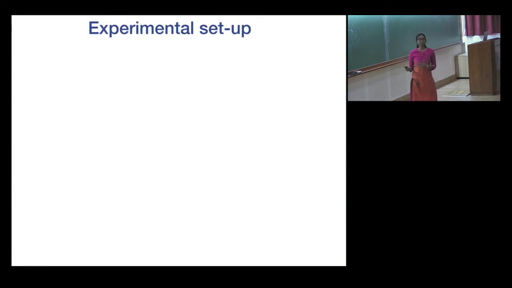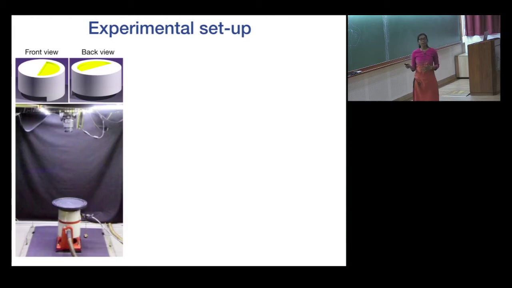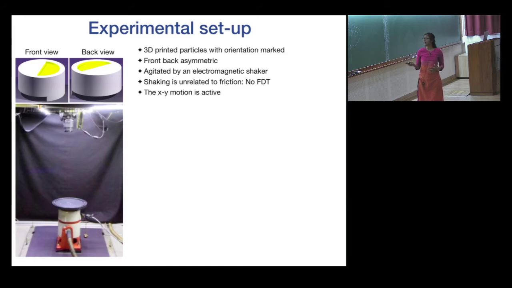So we have done it experimentally. First I will show our experimental setup. This is a mechanical electromagnetic shaker, and this is a head expander where we keep the particles, and this is the camera with which we take the videos, and this whole setup is excited with a sinusoidal wave. And these are the 3D printed particles. You can see the front view and the back view; they have head and tail asymmetry, and the particles get excited in the vertical direction, so the 2D motion is actually self-propelled.